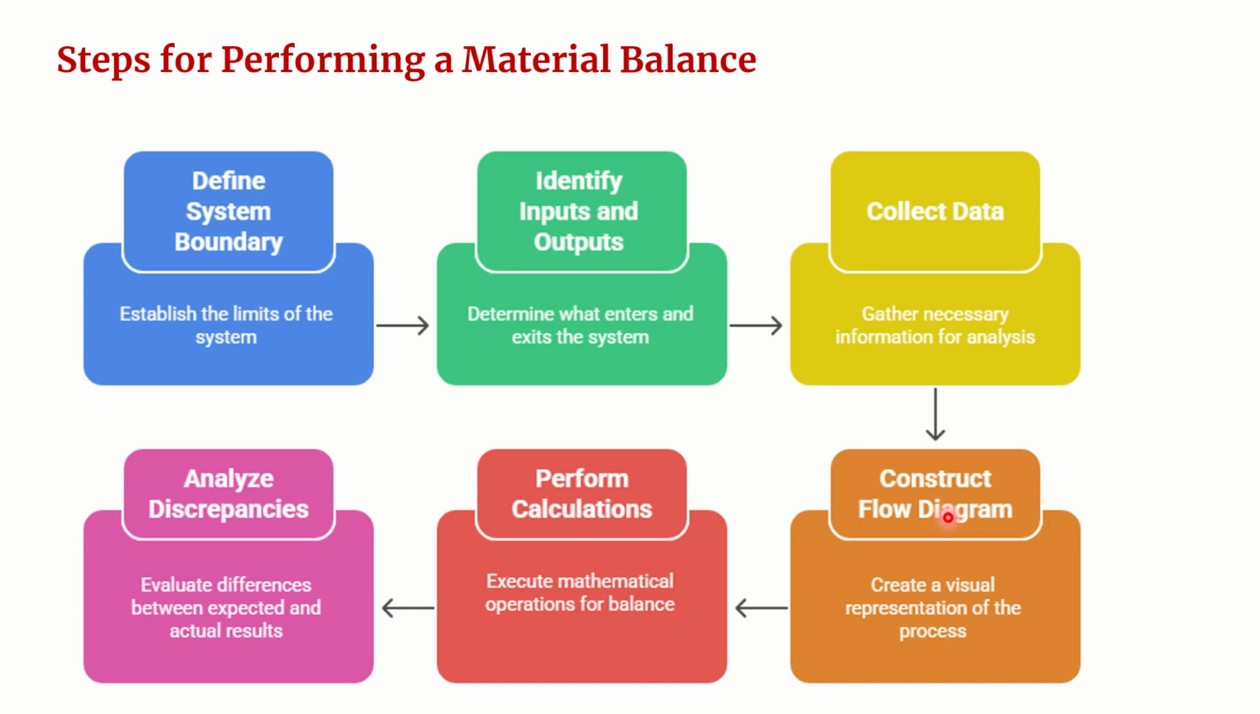So superimpose the collected data onto the process flow diagram. Then perform the calculation. So apply the conservation of mass principle to calculate the unknown streams or verify the accuracy of the known data. And finally, analyze discrepancies. If the balance does not close, I mean, if the input is not equal to output, identify the potential measurement errors, unquantified losses, or some unknown reactions, and try to sort out the balance. So these are all the steps involved in performing a material balance calculation.